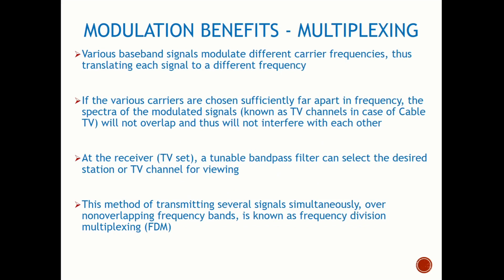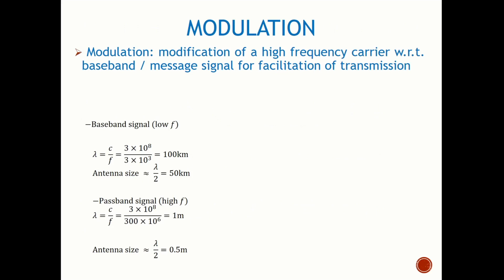Various baseband signals modulate different carrier frequencies, thus translating each signal to a different frequency. If the various carriers are chosen sufficiently far apart in frequency, the spectra of the modulated signals, for example TV channels in the case of cable TV, will not interfere, and we can tune into the correct channel at the receiver. In this way we can get multiple channels for our viewing. This technique is called frequency division multiplexing, or FDM.